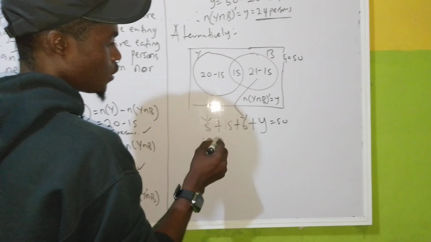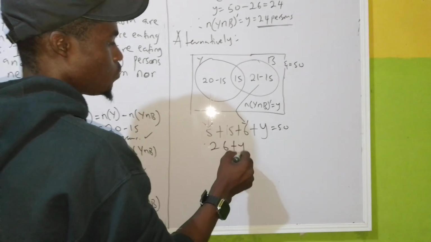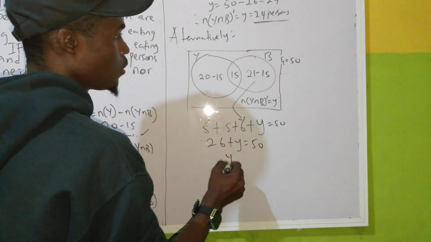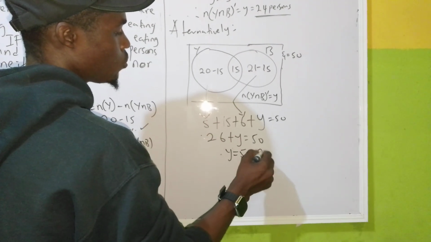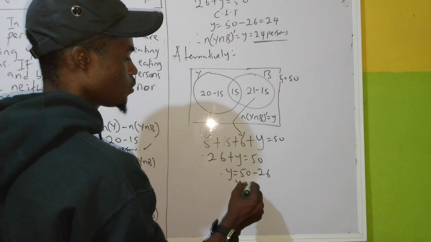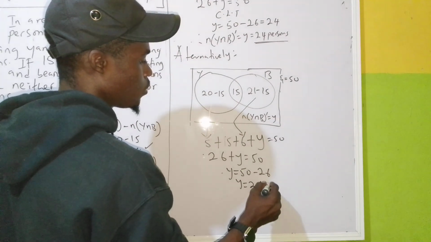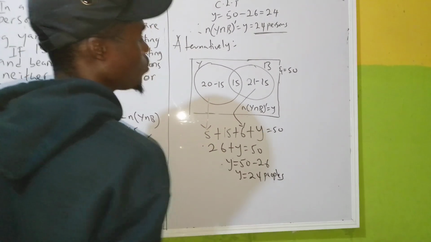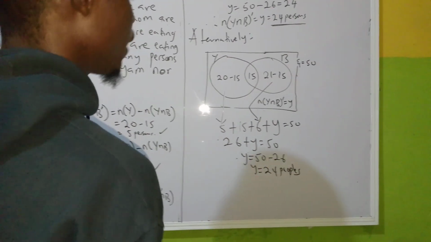That's 26 plus y equals to 50. y equals 50 minus 26. Then y equals what? 24 people. Okay?